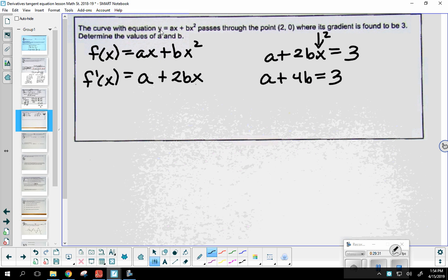But now we do have another one. We know that whatever that function is, it does go through the point 2, 0. So for the original, this is an x and a y value we can use. 0 equals 2a plus 4b.